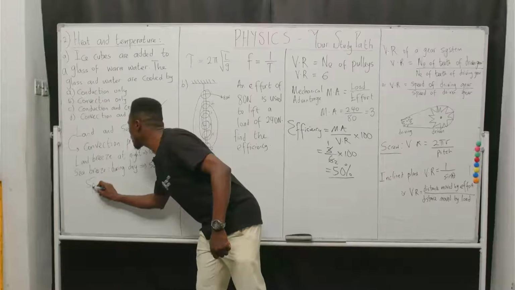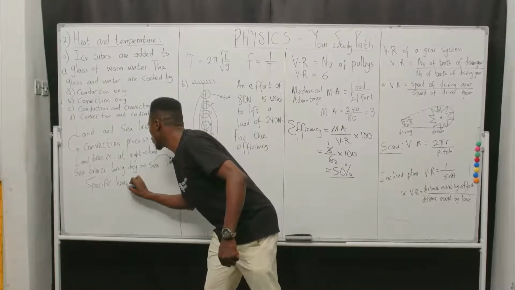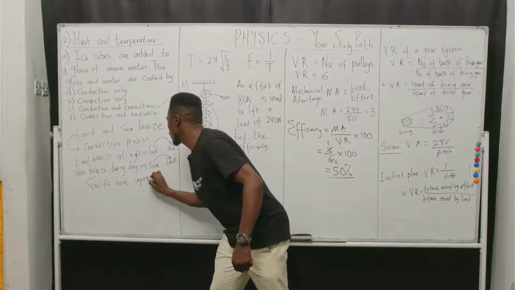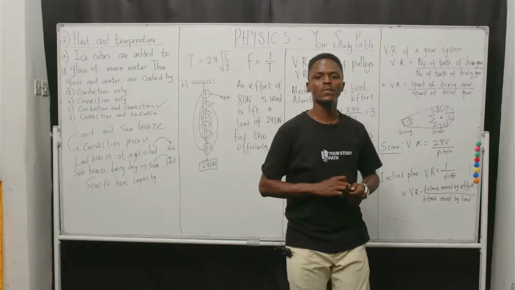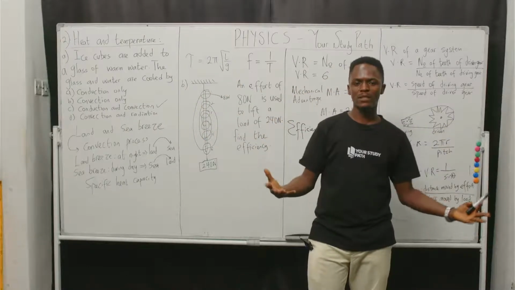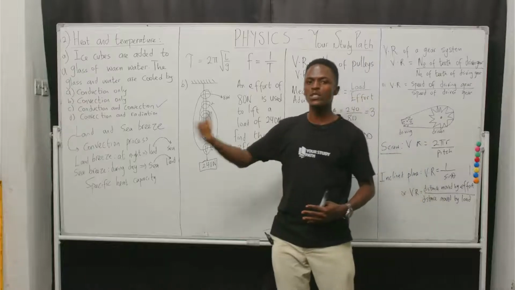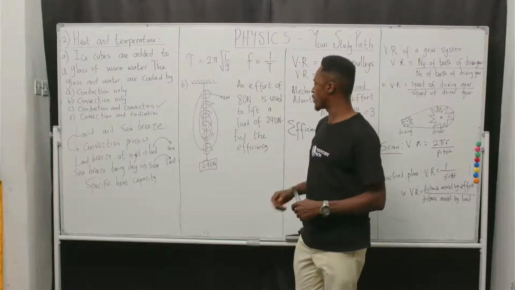It is specific heat capacity that alters this change. The sea has a larger specific heat capacity than land, so it takes a long time to lose its heat. Have that at the back of your mind. Heat and temperature, don't forget.